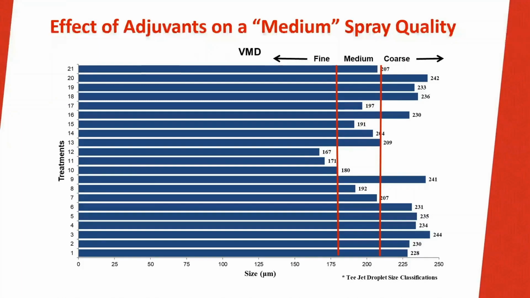So what we can see in this slide is that, yes, adjuvants can be very helpful in managing droplet size when we talk about increasing the droplet size to mitigate drift. But they need to be tested because adjuvants will work differently for different nozzles and different herbicide solutions. So it's very important that we test them.